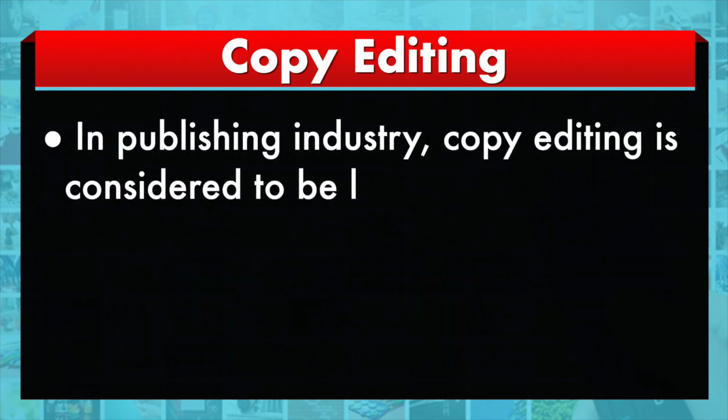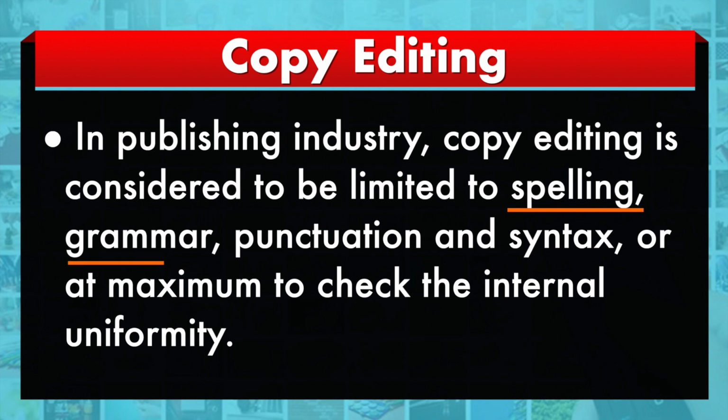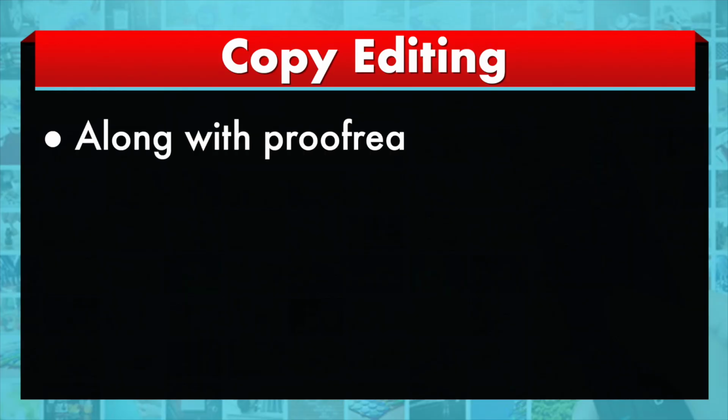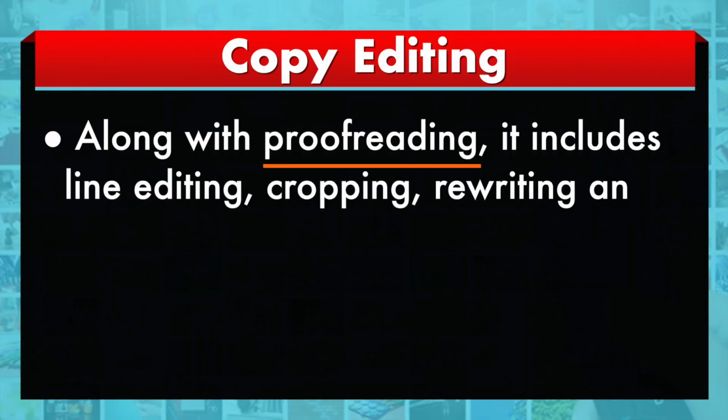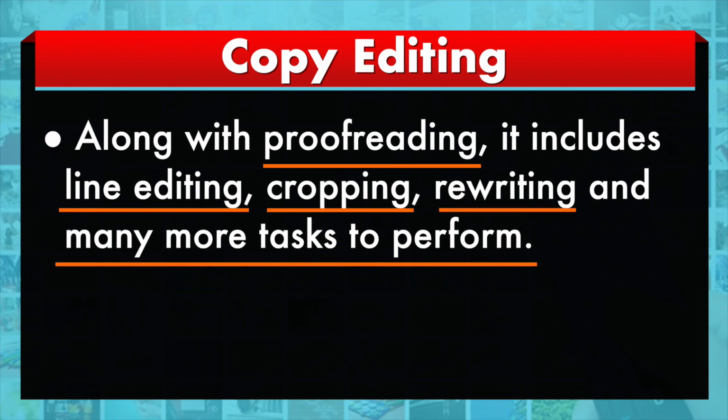In the publishing industry, copy editing is considered to be limited to spelling, grammar, punctuation, and syntax, or at maximum to check the internal uniformity. But when it comes to a newspaper, along with proofreading, it includes line editing, cropping, rewriting, and many more tasks to perform. Those are very much an element of copy editing.